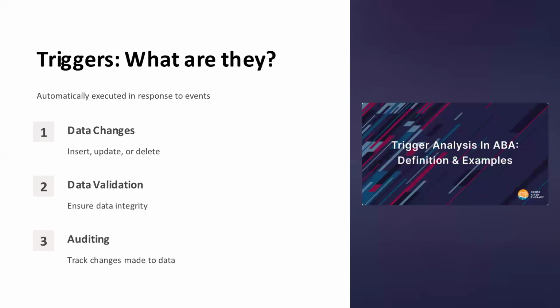What are they? Triggers are automatically executed in response to events. So whenever any database changes happen, we can apply triggers on those changes, like for example data changes: insert, update or delete. Triggers are used for data validation to ensure data integrity, and for auditing, to track changes made to the data. For example, if I want to update any record or auditing details based on the changes in a database table, we can use these triggers.